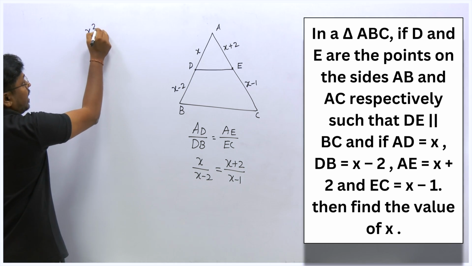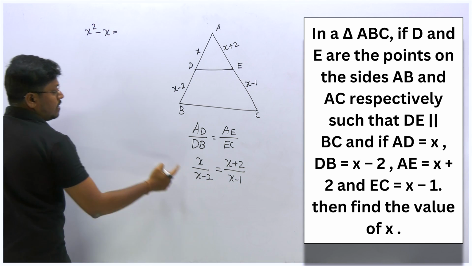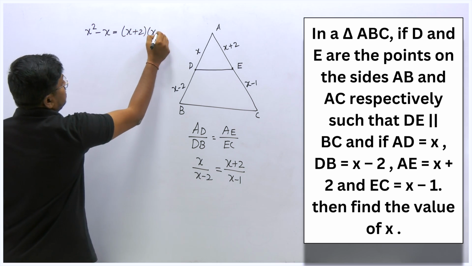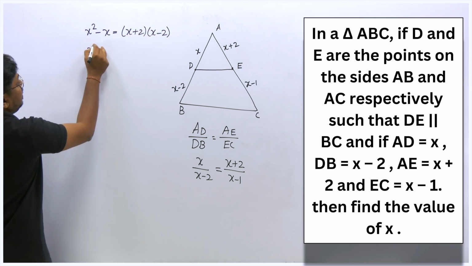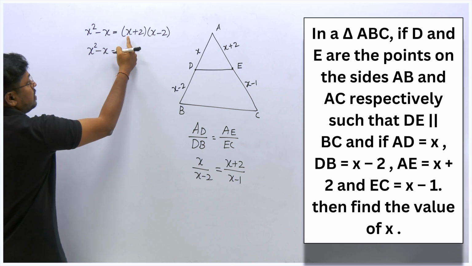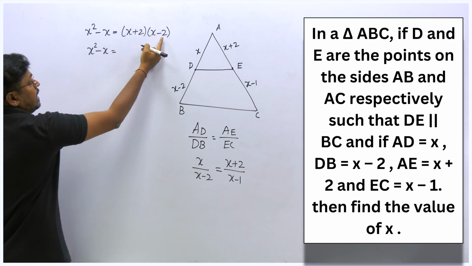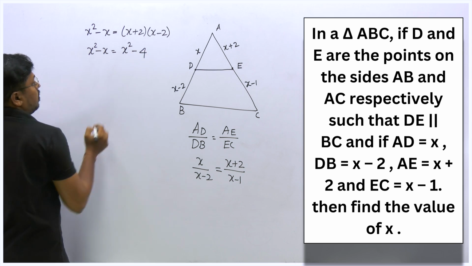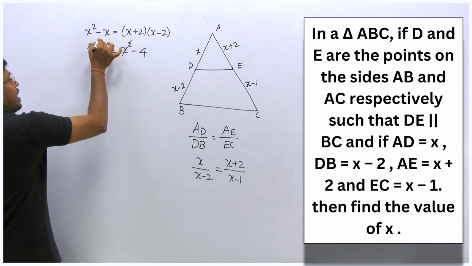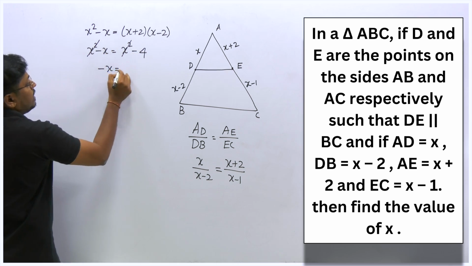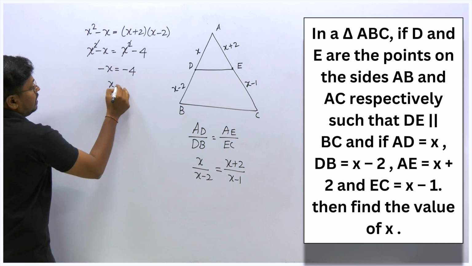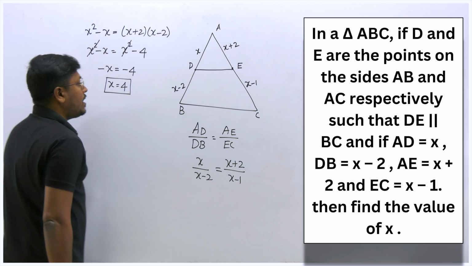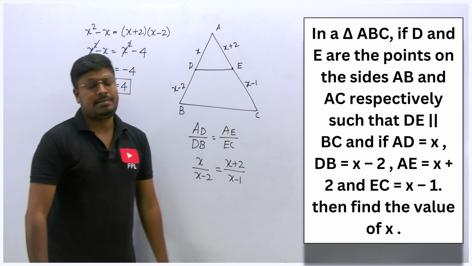This will be X square minus X is equal to X plus 2 times X minus 2. So X square minus X is equal to, using (a plus b)(a minus b), a square minus b square. So a square minus b square will be 4. Here you can cancel X square and X square. So finally we got minus X equals minus 4. Then the value of X is equal to 4. So finally we got the answer: the value of X is 4.